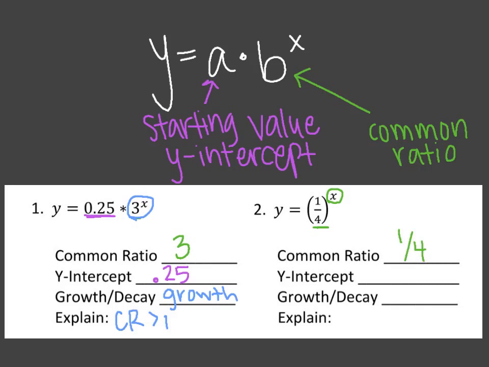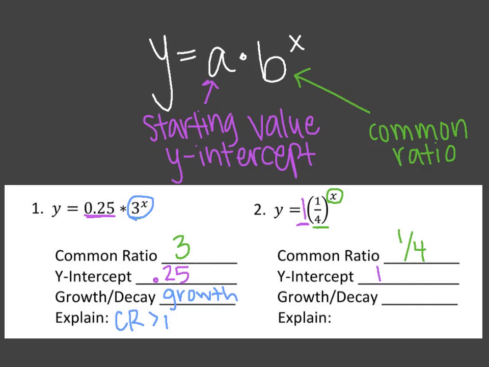But to find our y-intercept, which is normally in front of our common ratio, we have to ask ourselves, well, what number can I put in front of anything without changing it? Oh yeah, that's the number 1. So our y-intercept, or our starting value, is 1.